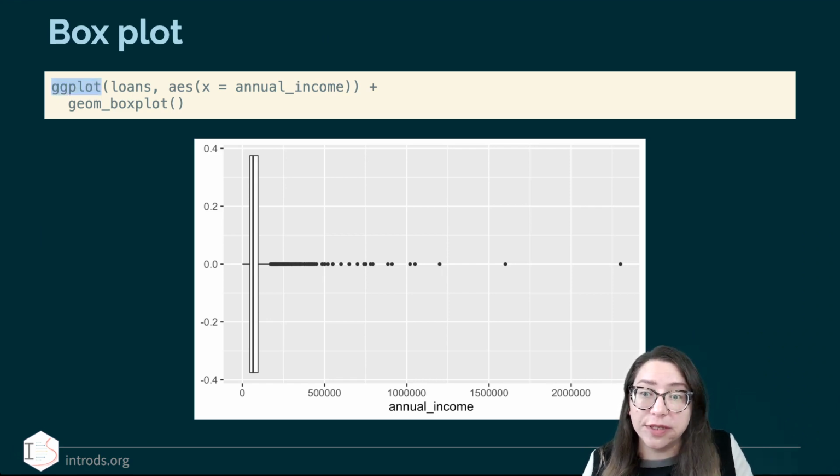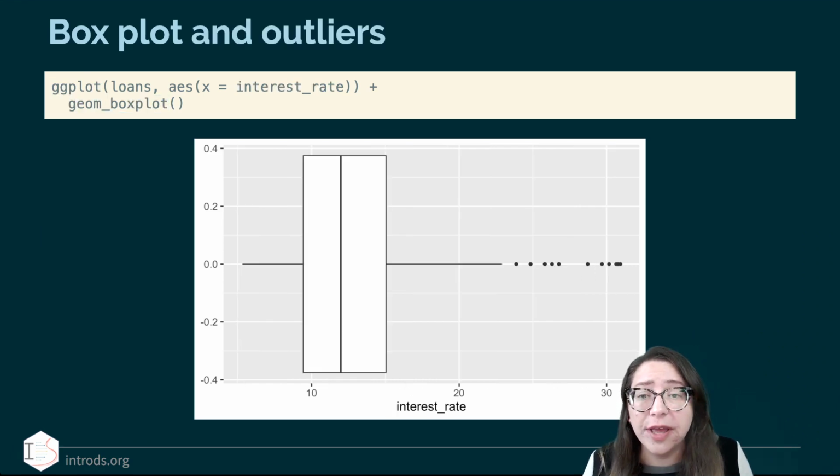For this, we use the geom_boxplot function in R. Here's another one. This is a box plot of the interest rate. And again, we can see the outliers here as well. Some people are getting loans with a lot higher interest rate than others.